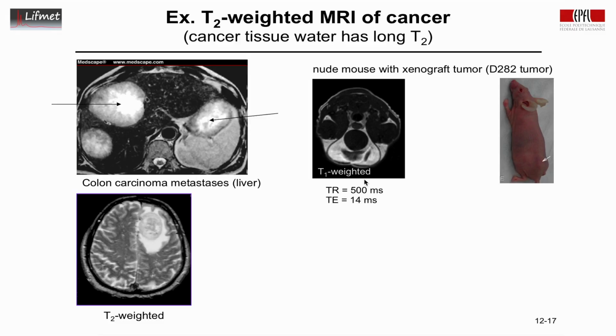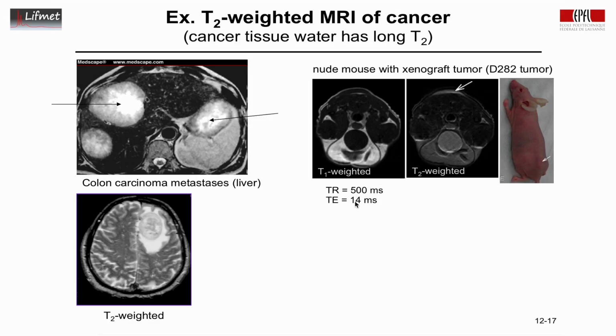This is the T1 weighted image. Just to give you an idea what the parameters are, 500 milliseconds TR, 13 milliseconds TE. This is T2 weighted here. And again, TE is now 40 milliseconds, TR is 2 seconds. And on the T2 weighted image, one can see the xenograft tumor. It's much harder to see on the T1 weighted image. So T2 weighted images are very often used to detect tumor tissue.